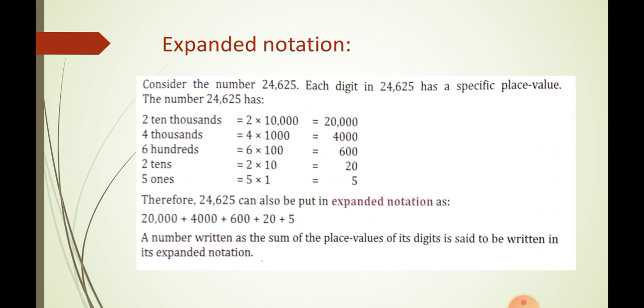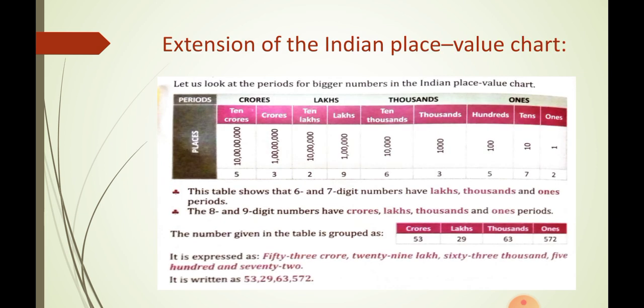So, we can write this 24,625 in expanded notation as 20,000 plus 4,000 plus 600 plus 20 plus 5. So, this is the expanded notation of this number. So, next part is extension of the Indian place value chart.